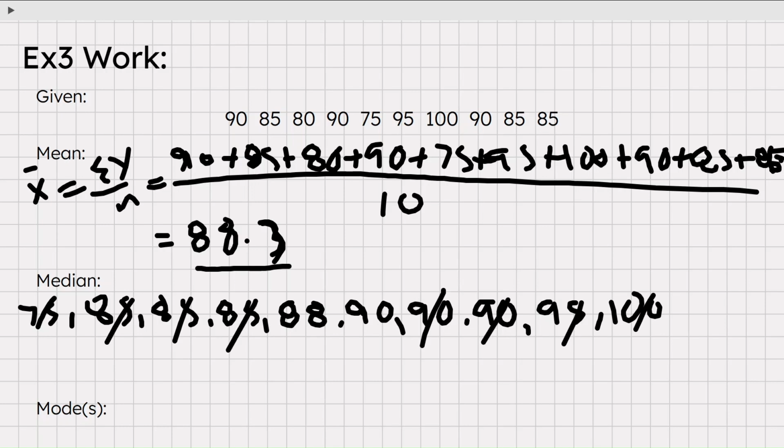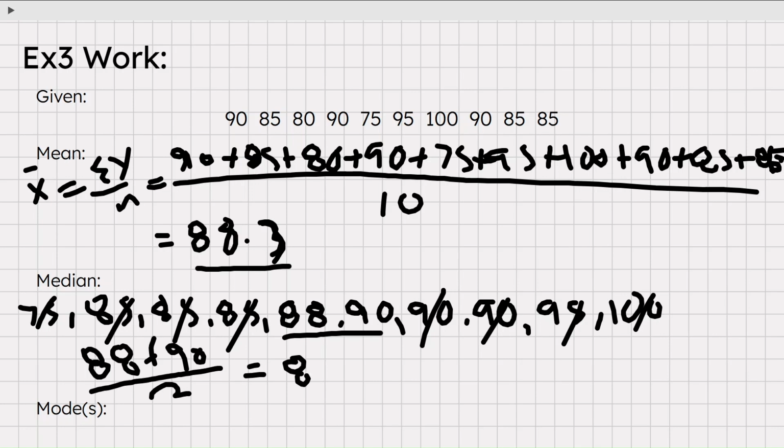Now as we see here, 88 and 90 are the two middle values. So in this case, as we said before, we would take the two middle values and divide them by 2. So let's get started. 88 plus 90 over 2, and this would equal out to 89, which is going to be our median.